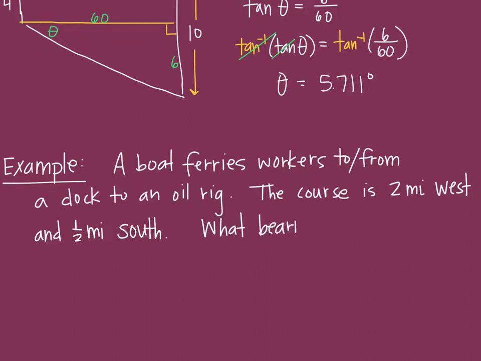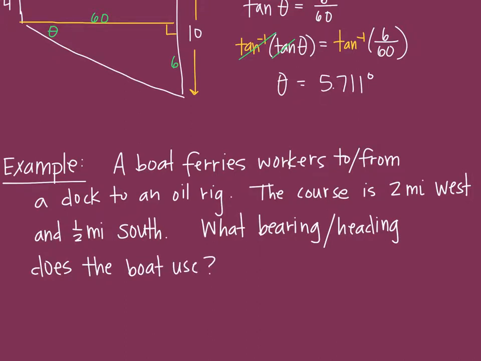What bearing, and another word for bearing in the ship world is heading, does the boat use? Because the boat doesn't really want to sail straight west and then turn a corner and sail straight south. The boat would rather go on the diagonal, the hypotenuse. So we need to know what the bearing or the heading is that's used by the boat. Let's picture that from an aerial view, like in an airplane looking down on it. Here comes the end of the pier, and then here's the oil rig out here.